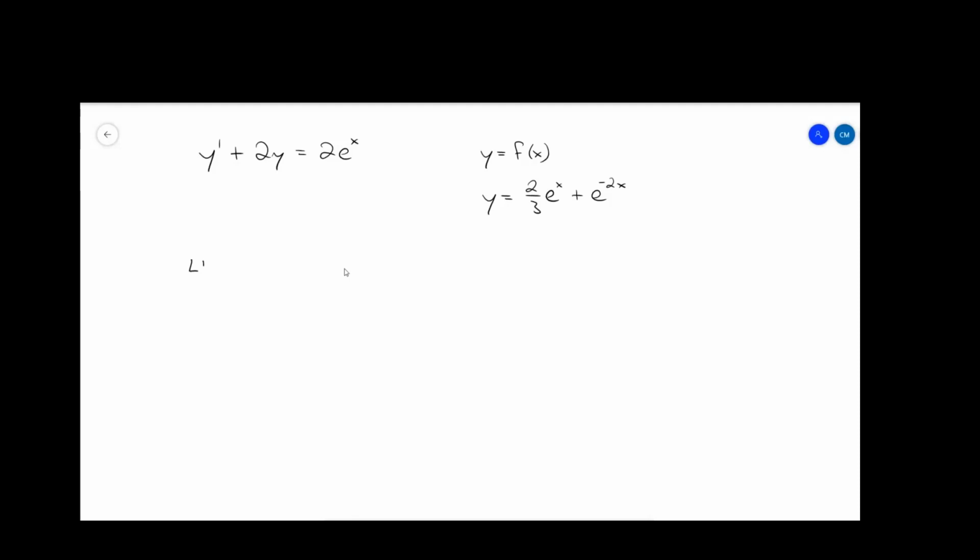So let's look at the left-hand side and the right-hand side separately. The left-hand side is y prime plus 2y, right? Well, y prime means we have to find y prime and plug it in there. So let's find y prime. y prime is the derivative, so 2/3 e to the x. Now remember the derivative of e to the minus 2x, you're going to have to use the chain rule there. It's minus 2 e to the minus 2x.